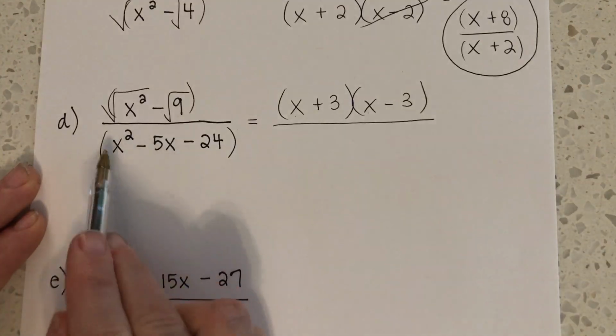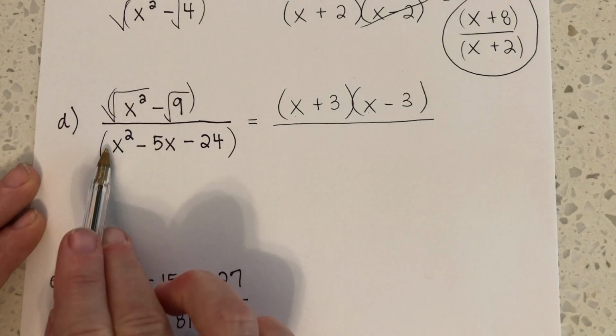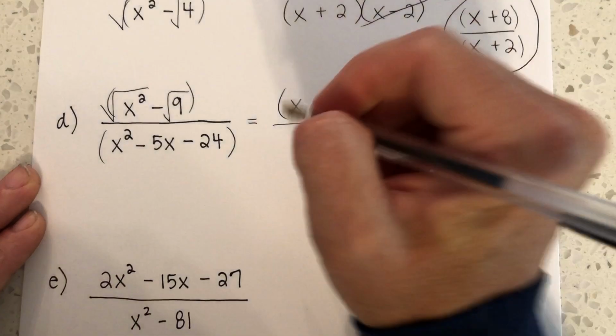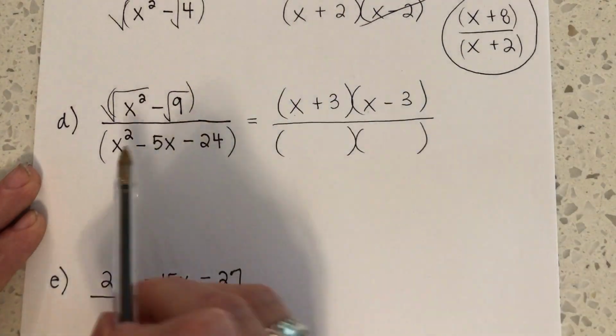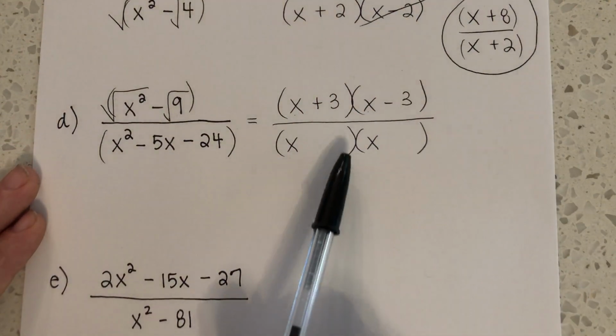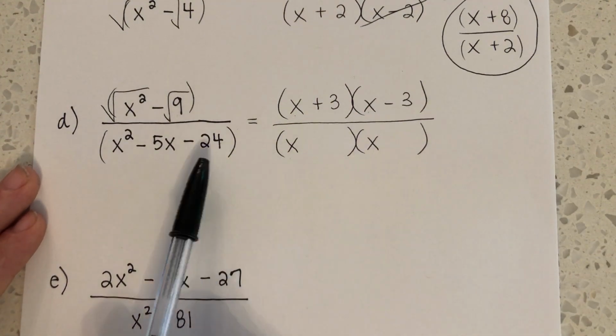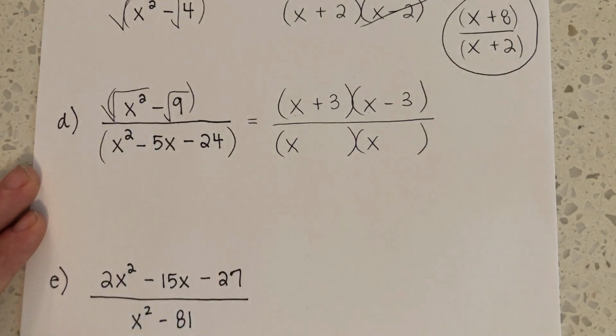Now I factor this. There's no GCF. It's not the difference of two squares. There's not grouping and there's no number in front. So at least it should still be easy. All right? So what times what gets me x squared? X and x. And then I need to put a number here and a number here that multiplies to negative 24, and then I need my rainbows to add up to negative 5x's.